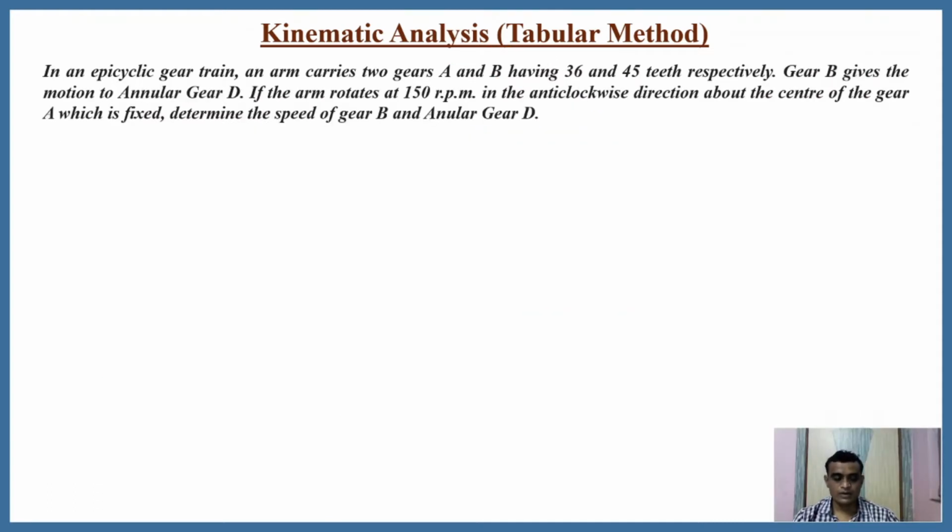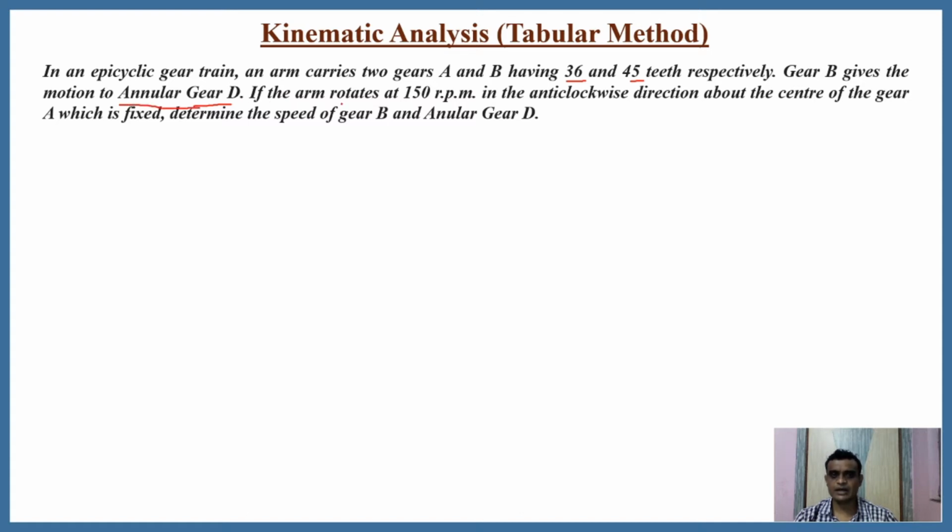Now I will increase the complexity of this numerical by adding one more annular gear. In this case, in an epicyclic gear train, an arm carries two gears A and B, with 36 and 45 number of teeth respectively. Gear B gives the motion to the annular gear D. Just try to understand, annular means the internal gear.